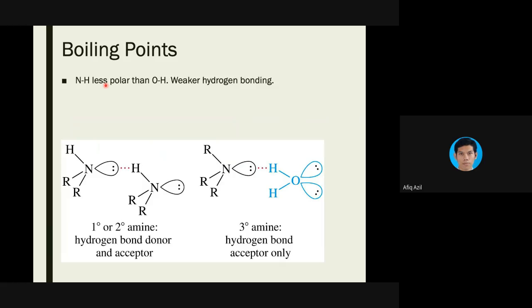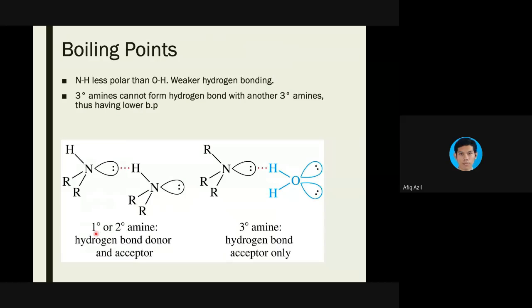So in terms of boiling point, it says here that NH is less polar than OH. NH, which is this one, is less polar than OH. So it can still form hydrogen bonds, but the hydrogen bonds are weaker compared to the ones in OH. OH comes from alcohol. Tertiary amines cannot form hydrogen bonds with other tertiary amines, thus having a lower boiling point.